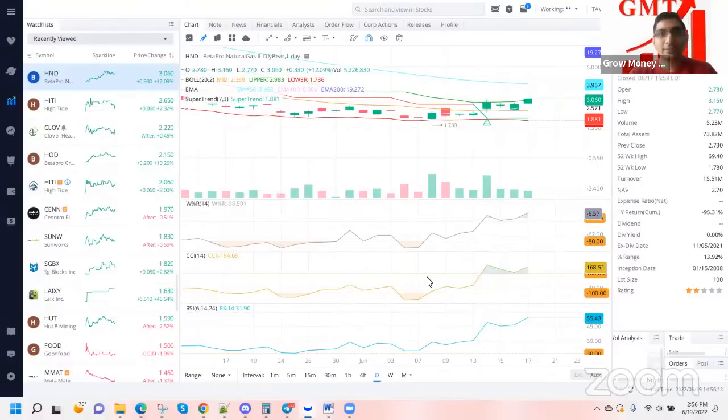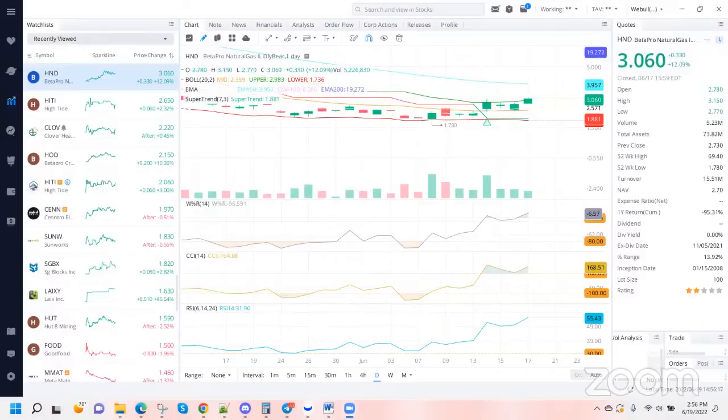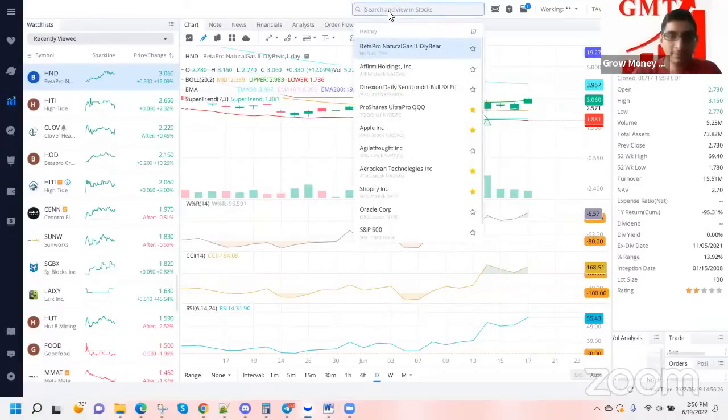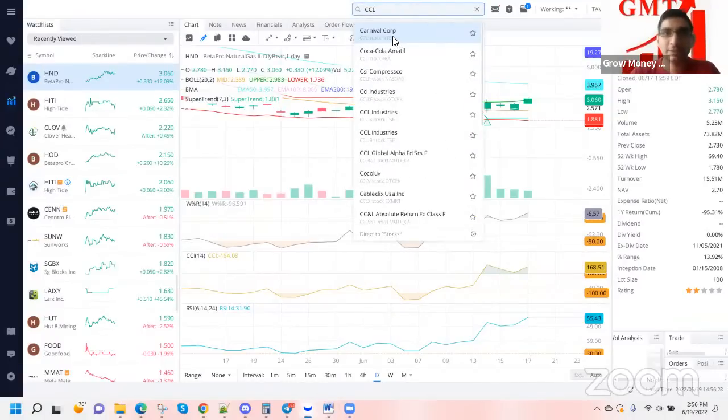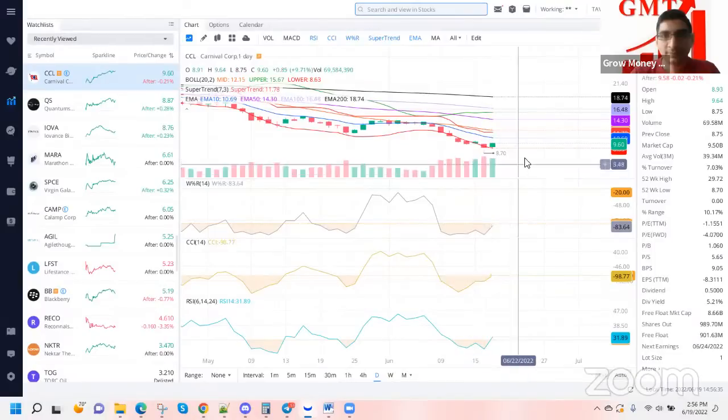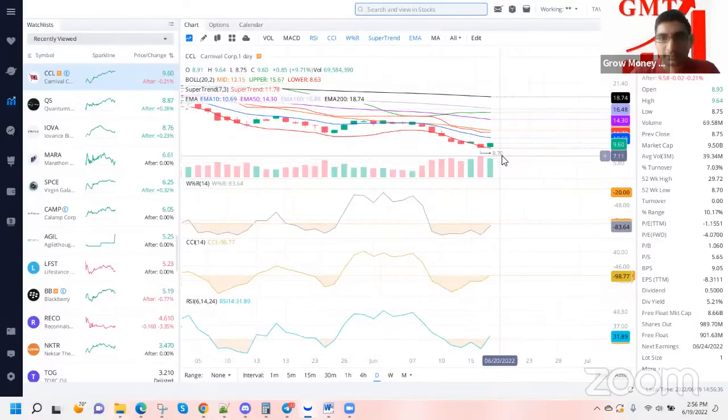Anyone else has any stock to be analyzed? Hi, Kamal. Sorry, I joined late. I didn't get a chance. Can we go through CCL quickly, please? Which one? CCL, Carnival Cruise. CCL. Okay.